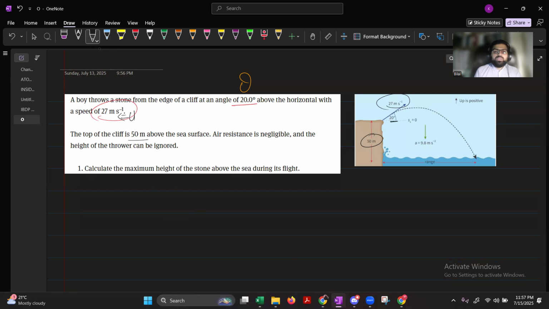Okay. So air resistance is negligible and the height of the throw can be ignored. Calculate the maximum height. This is basically our projectile. Let me show this. This is our projectile motion till this point.